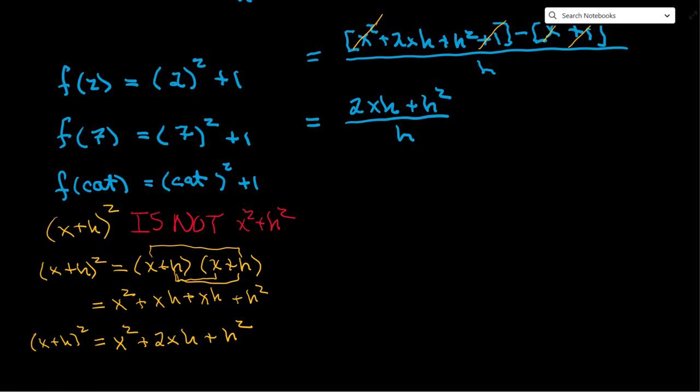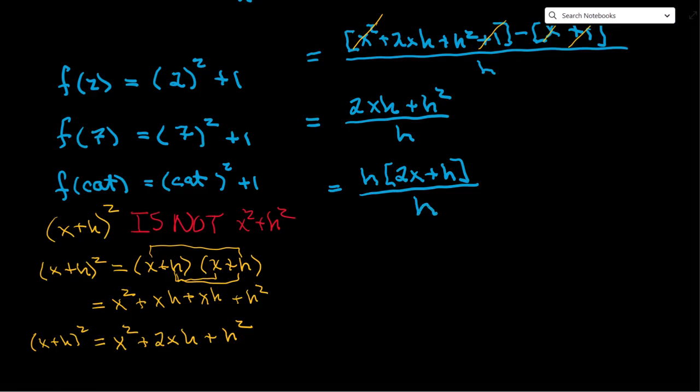All right, so where do we go from here? What we want to do is try and cancel out that h in the denominator. As we move forward, that h in the denominator can be a problem. To get that to cancel, notice that each term in the numerator has a factor of h in it. So in the numerator we can rewrite this as h times 2x plus h, and that's all over this h in the denominator.